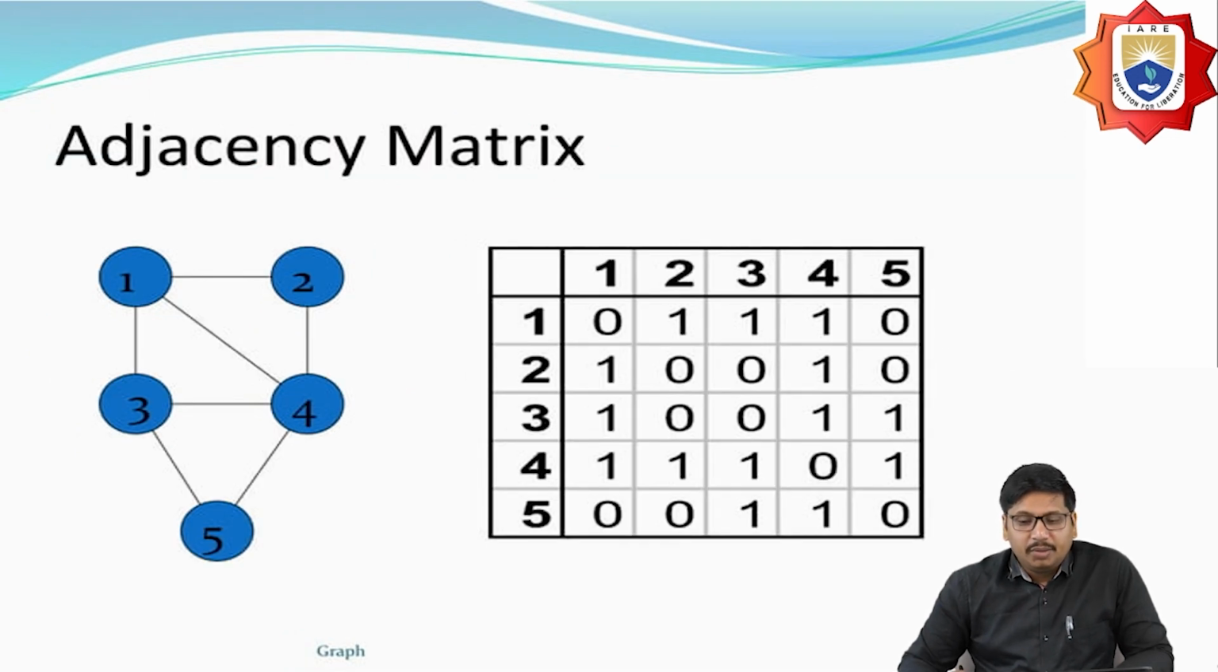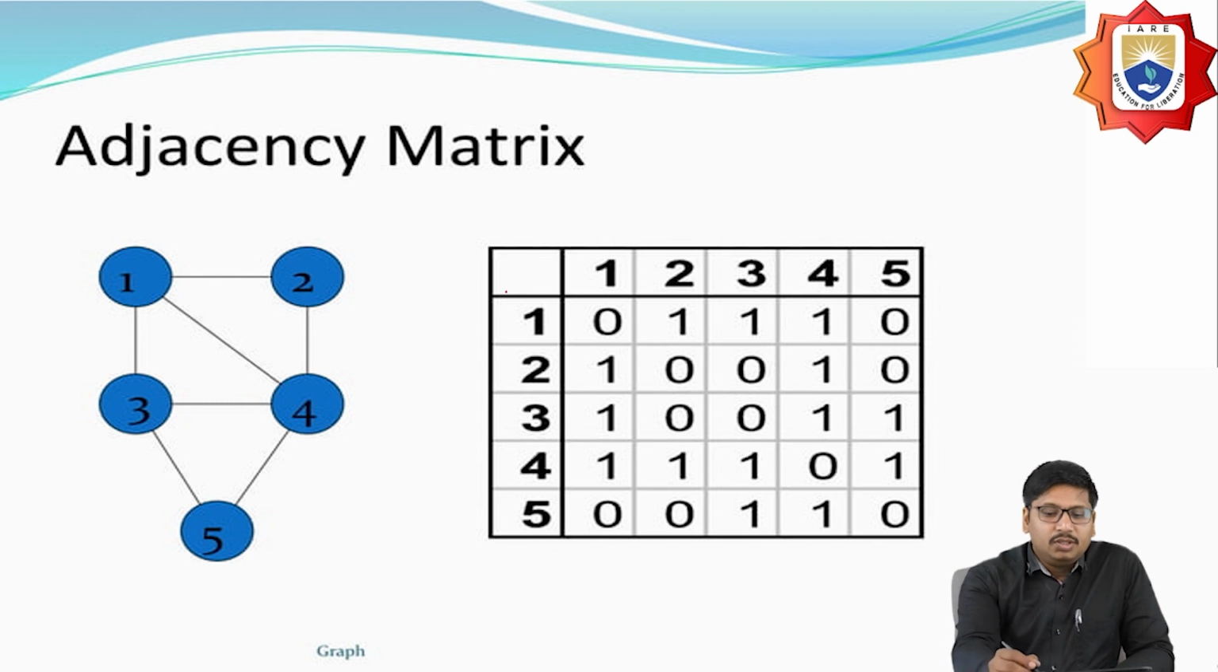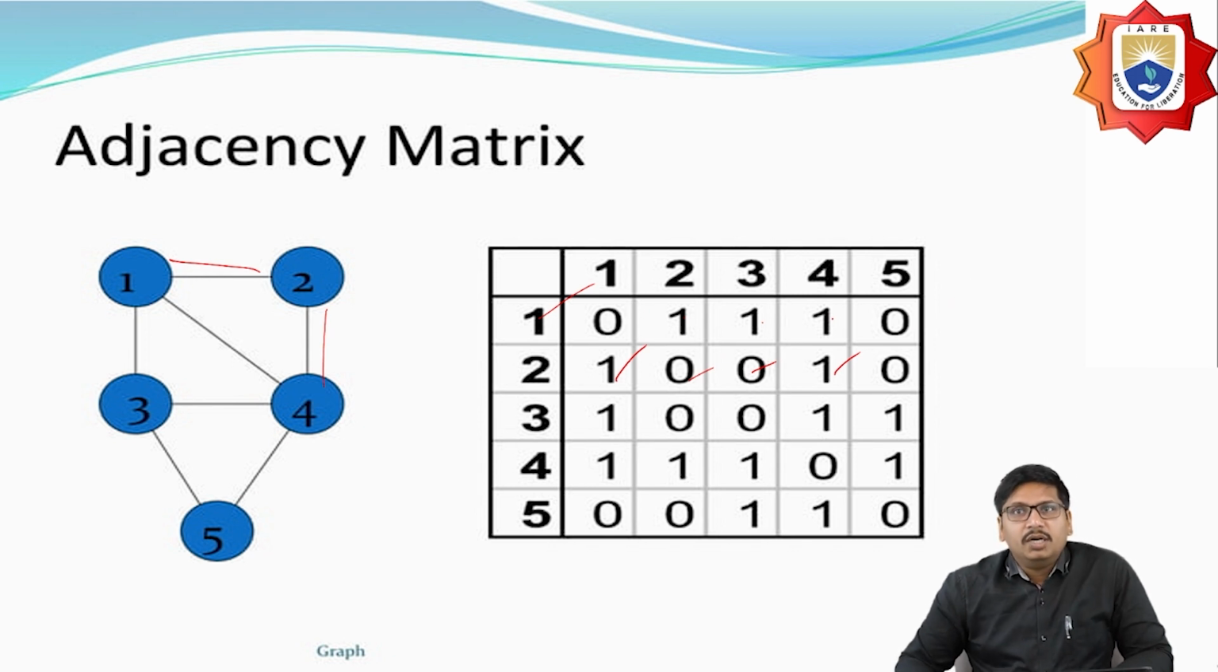So simply another example I'm considering: 1, 2, 3, 4, 5. In this, there is no edge from 1 to 1, so that should be treated as 0. 1 to 2 exists, 1 to 3 exists, 1, 1 to 4, 1, and 1 to 5, 0. Again 2 to 1, there is an edge from 2 to 1, right? So I write 1, and 2 to 2 should be 0, and there is an edge from 2 to 4, that's why I'm writing 1 here. So like this we are going to write down the matrix, what we call the adjacency matrix.